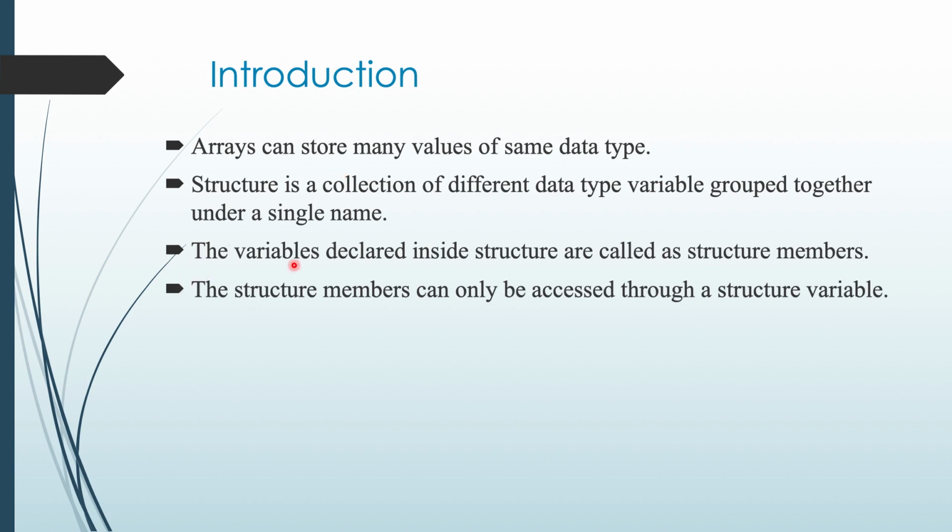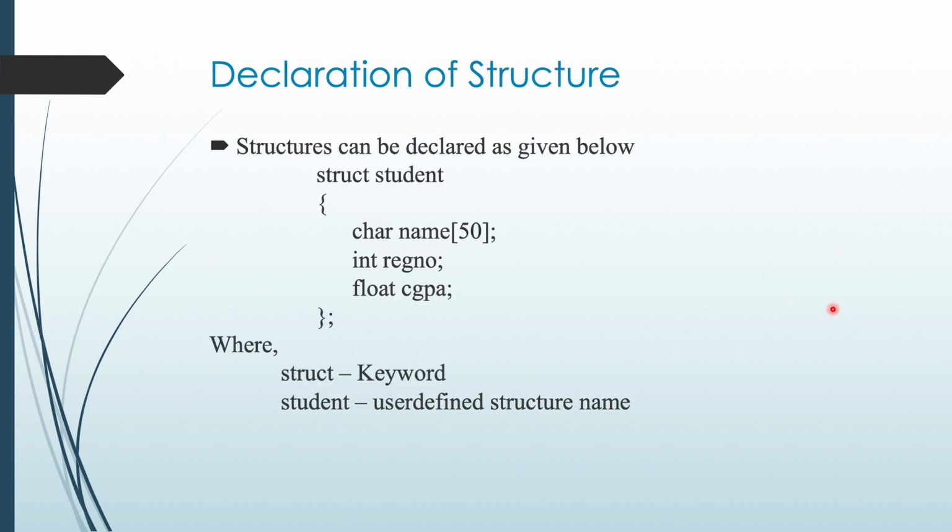So whatever variables I'm going to declare inside the structure are called structure members or members of the structure. So the structure I have to declare separately in the program, and then that structure will have structure members, and that can be only accessed through a structure variable. So I have to declare another variable called structure variable. Through that structure variable only I can access the members of the structure. Let's see how to declare a structure.